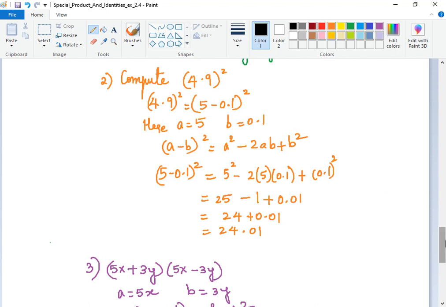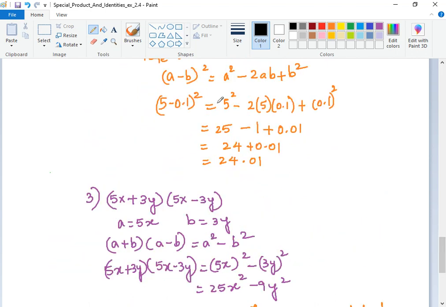Okay, so now this is going to be written as 25, 5 square is 25, minus 2 5s are 10, 10 into 0.1 is 1. Okay, and then plus 0.1 the whole square is going to be, you have to multiply 0.1 into 0.1, so that will give you 0.01. Okay, so 25 minus 1 is 24, plus 0.01, so you have to add 24 and 0.01, so that's going to give you 24.01. All right, that's the answer.